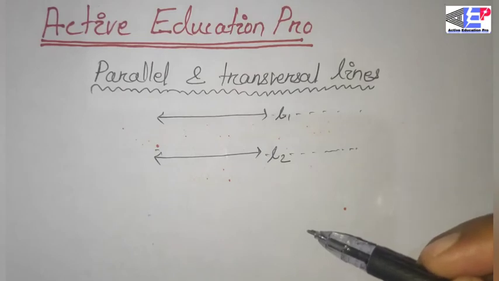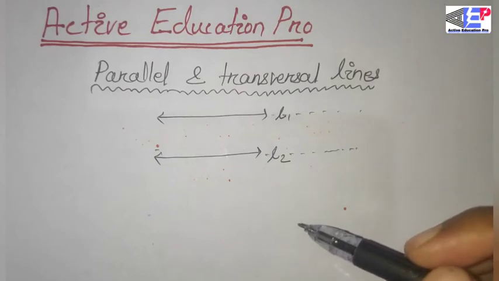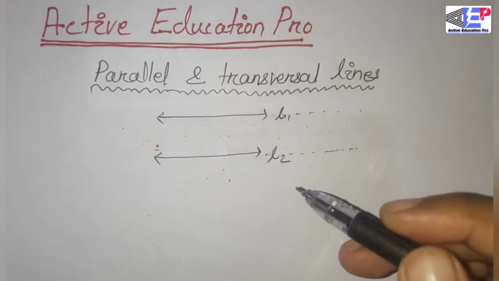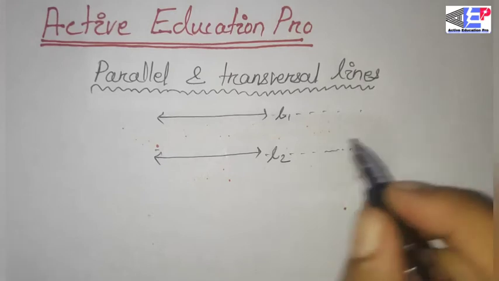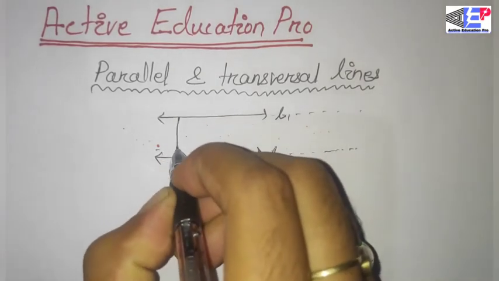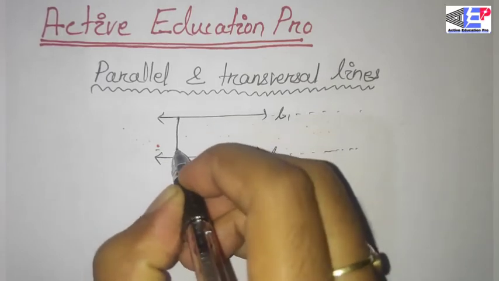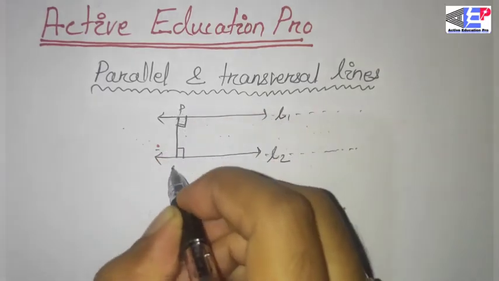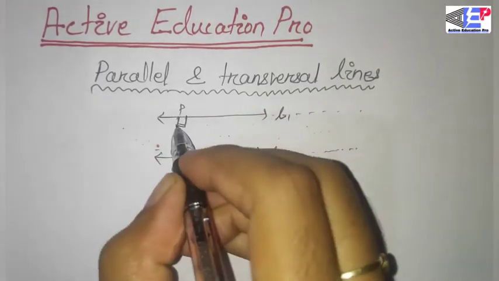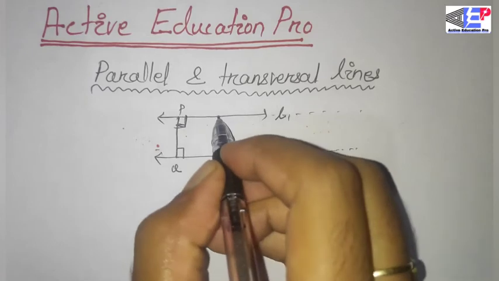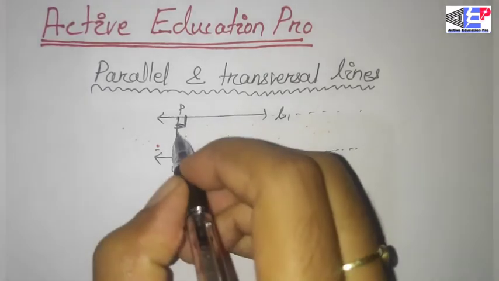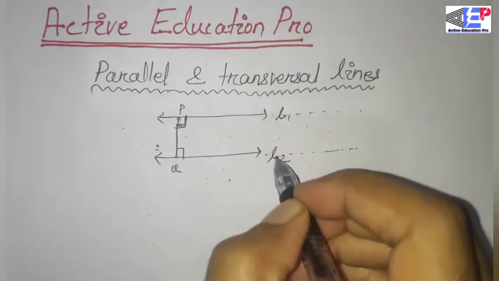Another feature, another condition, is the perpendicular distance between these two lines. Anywhere you measure the perpendicular distance, it will always be the same. A perpendicular distance means a line which creates a right angle to both lines. Here this line is PQ. PQ makes a 90 degree angle, a right angle, to line L1 and also to line L2. This is the perpendicular distance between L1 and L2.